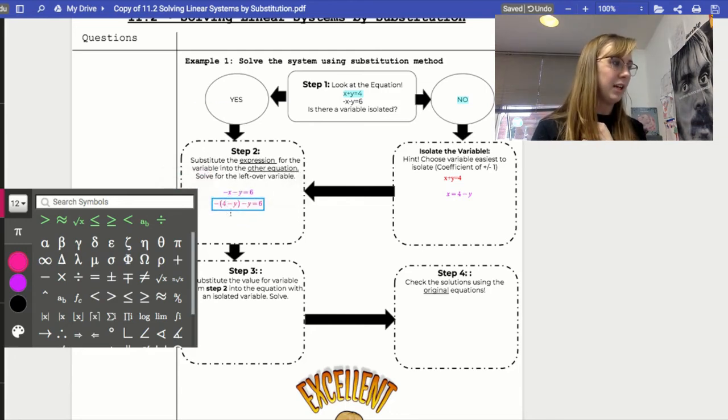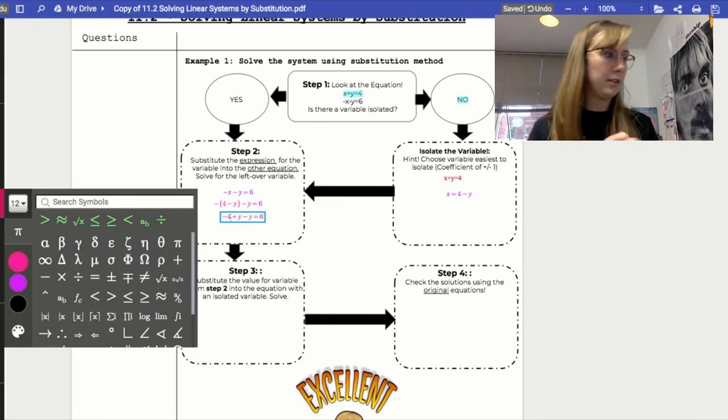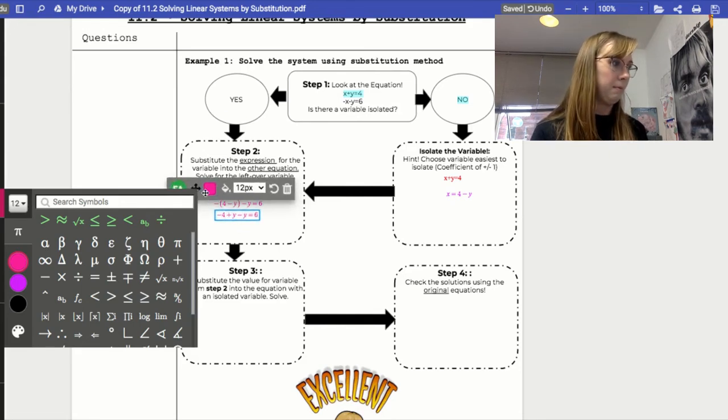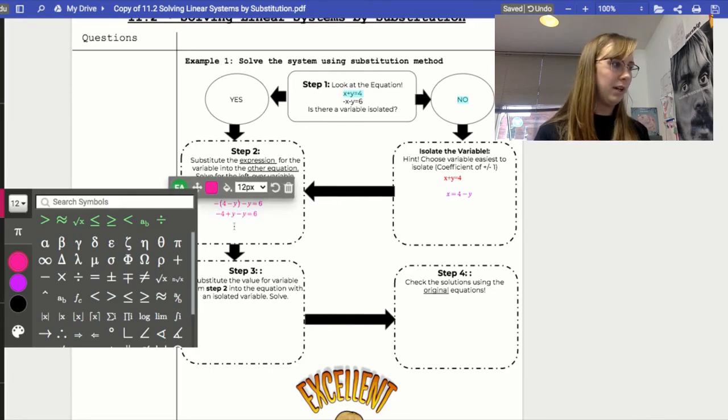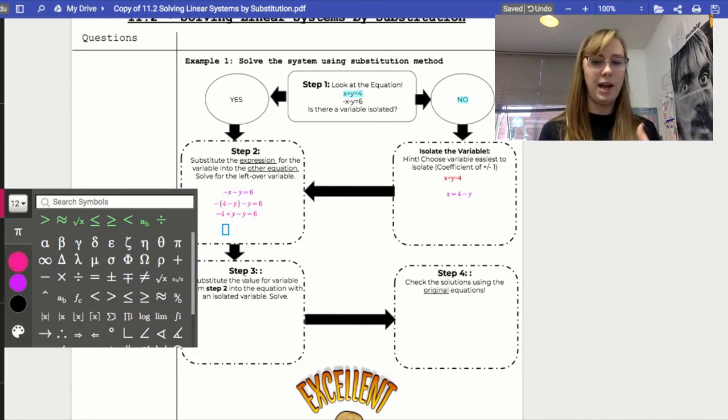Okay, so now that I have it set up, I'm going to do the distributive property. When I'm multiplying a negative in, it's like multiplying by negative 1. So I get negative 4. Negative 1 times negative y is positive y. So plus y minus y equals 6. And again, I just multiply the negative in. Now I'm going to combine my like terms. Notice that this y minus y, those are going to cancel. So when that happens, I get negative 4 equals 6.